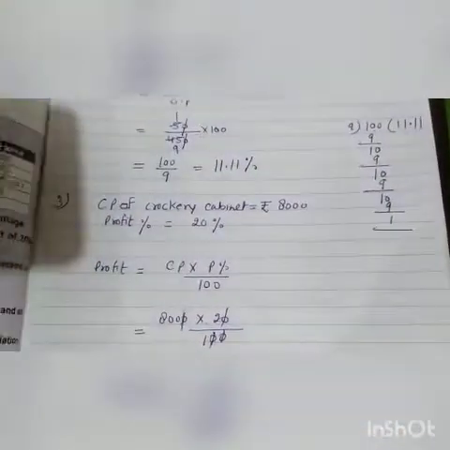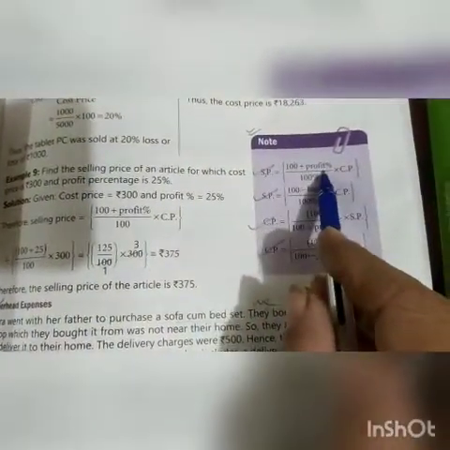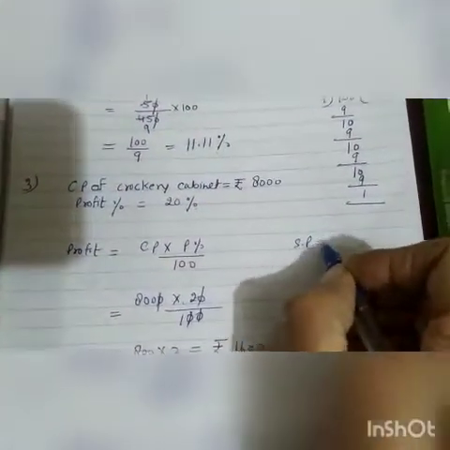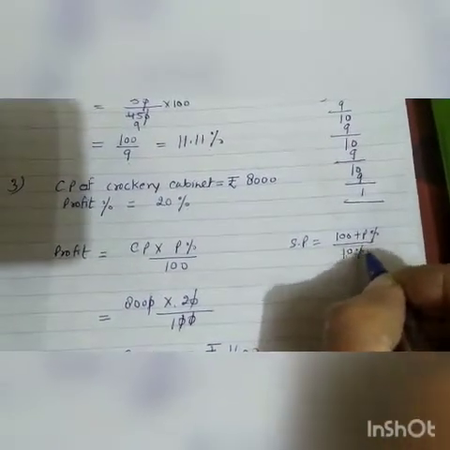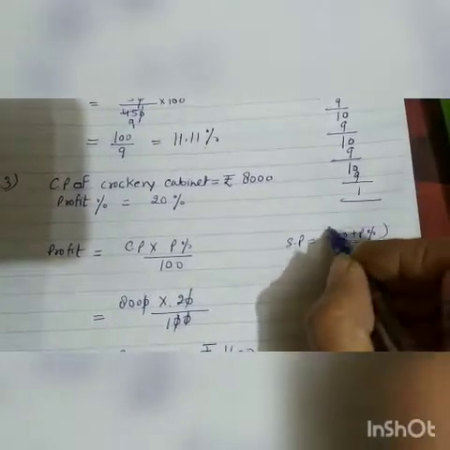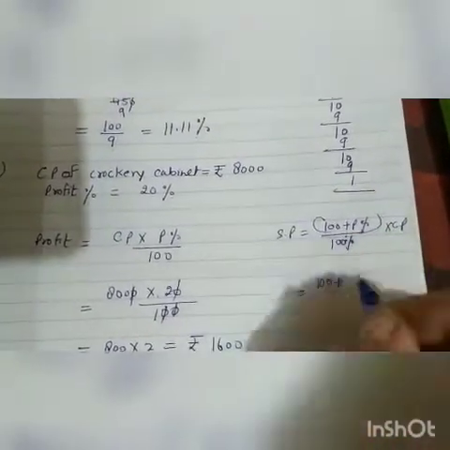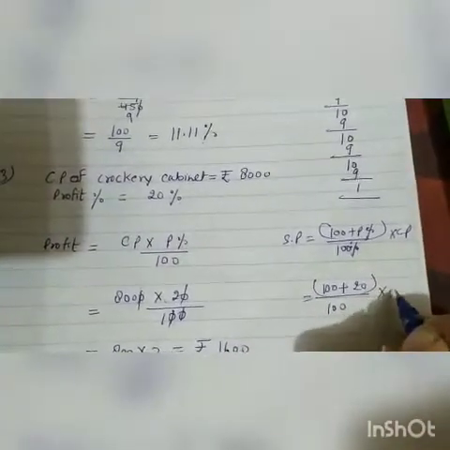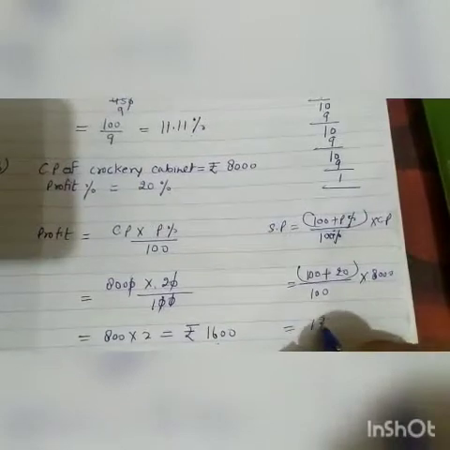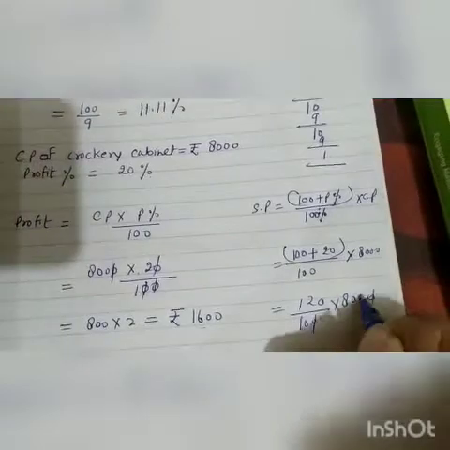So what is the formula for selling price? In case of profit percent, selling price is equal to 100 plus profit percent upon 100 into CP. See, 100 plus profit percent. What is profit percent? 20, upon 100 into CP, which is 8,000. It will be 120 upon 100 into 8,000. 0 0 cancel, 0 0 cancel.